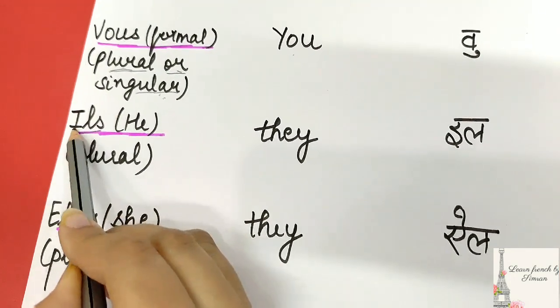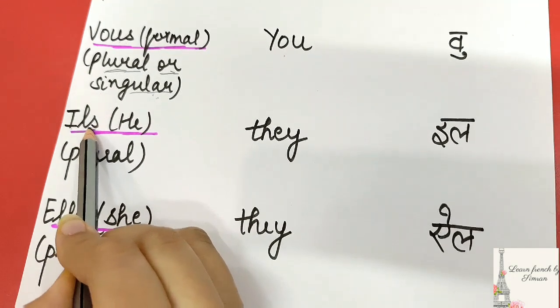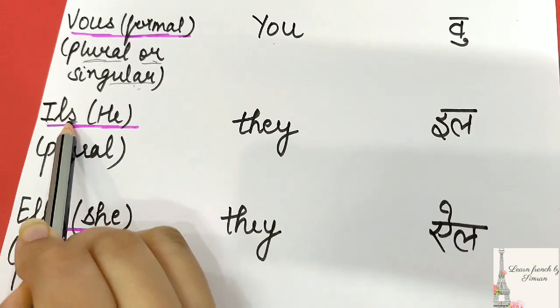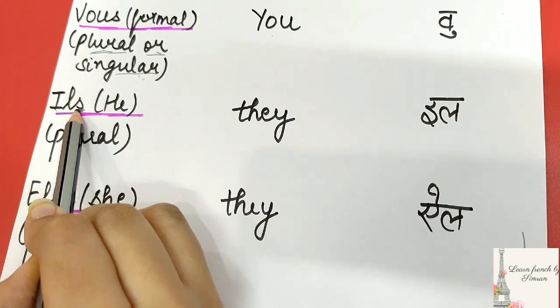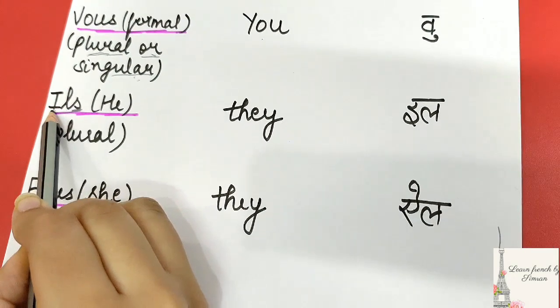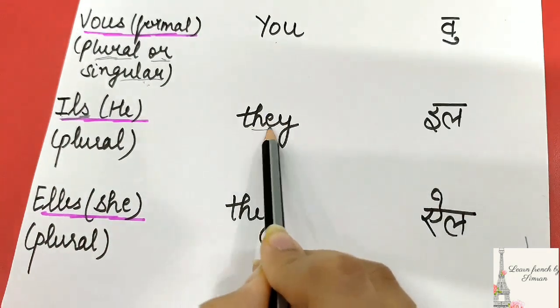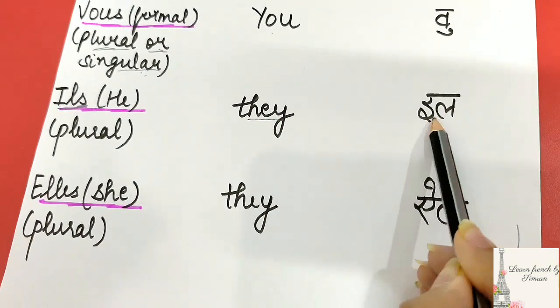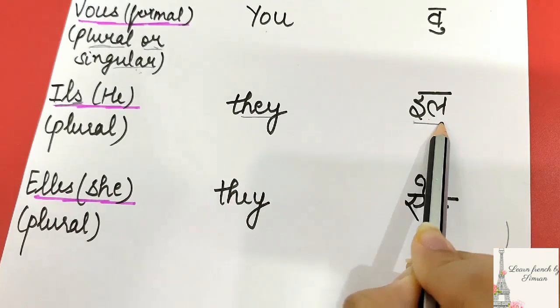Now our next personal pronoun is "ils." Now here I have written ILS, but the last letter S is silent here, so we will not pronounce that. And "ils" means they. Here is the pronunciation. I have written it in Hindi.